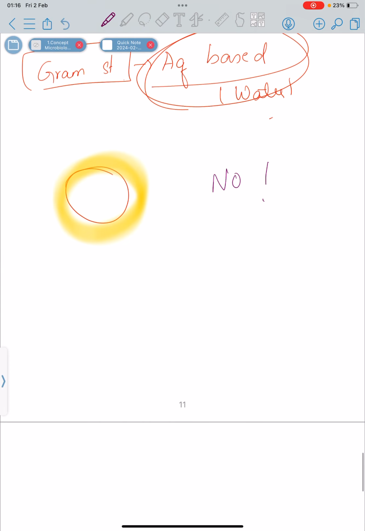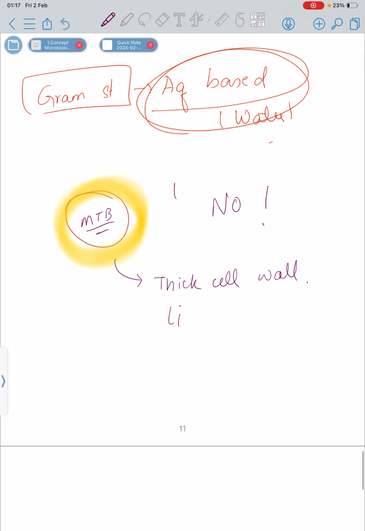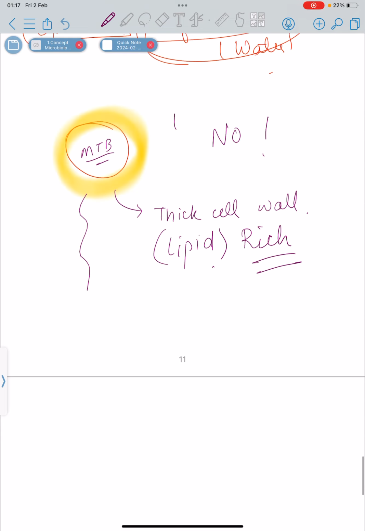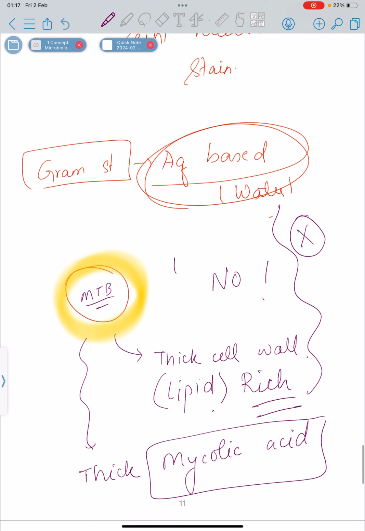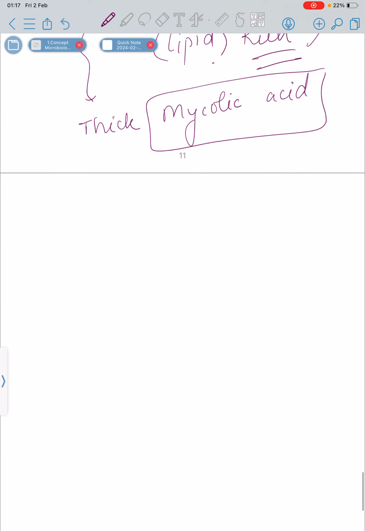So this is the story of Mycobacterium tuberculosis and other organisms which have a very thick cell wall, thick as in lipid rich. Now, Mycobacterium tuberculosis basically has thick mycolic acid which does not allow the penetration of aqueous based solutions or aqueous based stains. So what to do in the case of MTB?